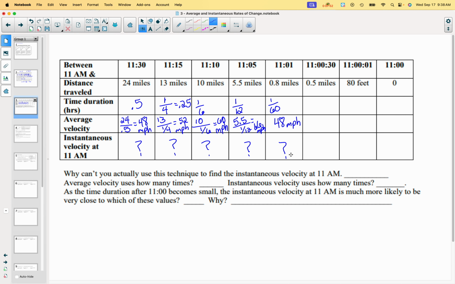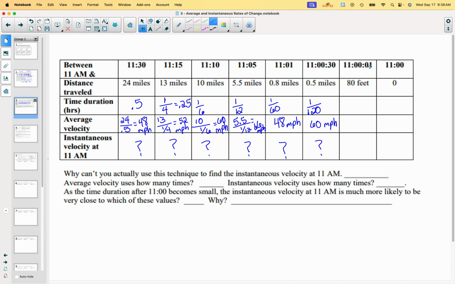So, we're going to get a little closer. So at 11 o'clock and 30 seconds, 0.5 miles, that happens to be 1 out of 120. So if you divide that, you get 60 miles per hour. Still not really sure about this.